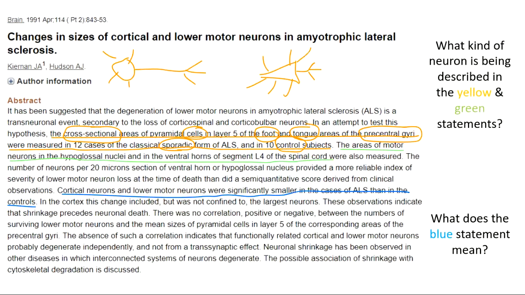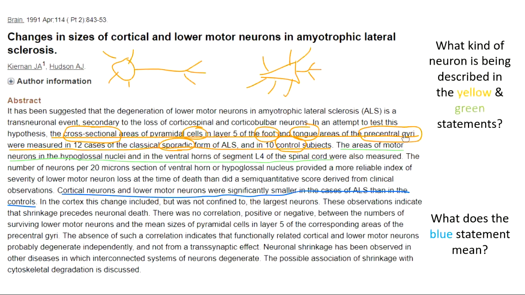So all this sentence is telling me is we're looking at a specific type of neurons that live in the precentral gyrus, specifically the parts of the precentral gyrus that control the foot and control the tongue. When I'm talking about these cells that live in the precentral gyrus, are these going to be upper motor neurons or lower motor neurons? Who lives in the precentral gyrus? Yeah, the upper motor neurons.